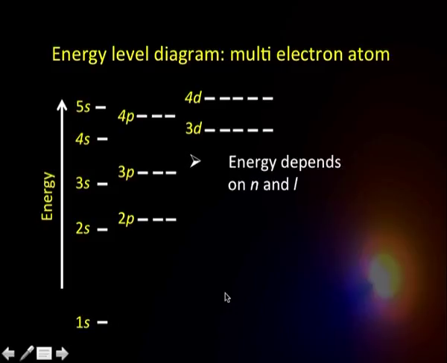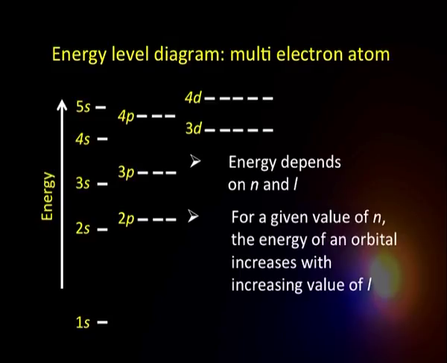Now, what you see is that energy depends on n and l both. That is one typical deviation from what we had in the hydrogen atom. In the hydrogen atom, energy depended only on n, but now the energy depends on the principal quantum number and the azimuthal quantum number.